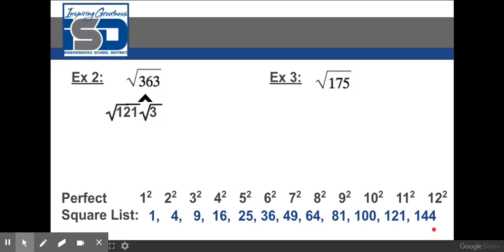Take the square root of both of the numbers. We know that the square root of 121 is 11 because we would just take away that square. And the square root of 3, there is no simplification of that, so we just bring it down, and there's our answer. For example 3, same process. So we take 175 and start dividing it by the perfect squares.